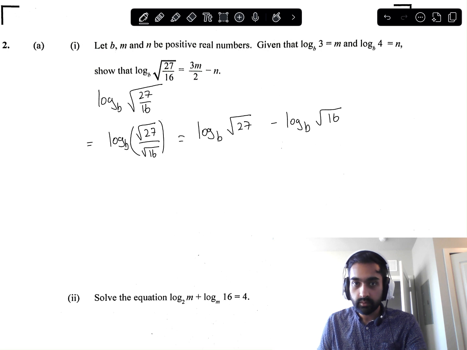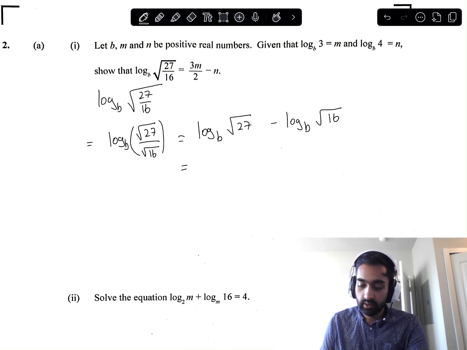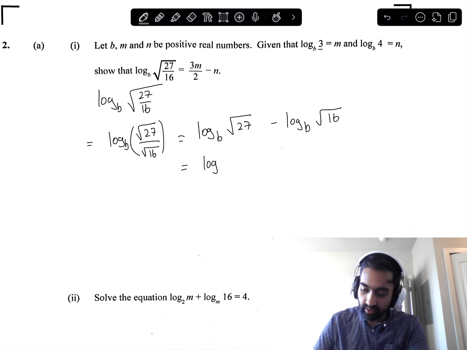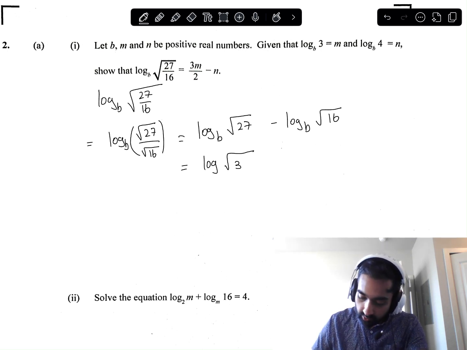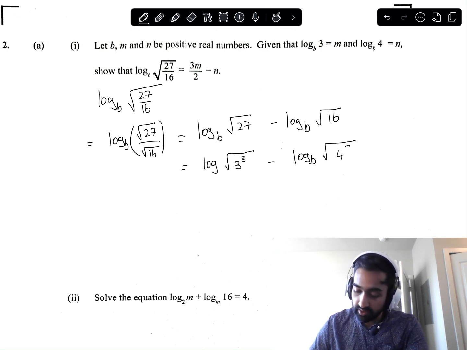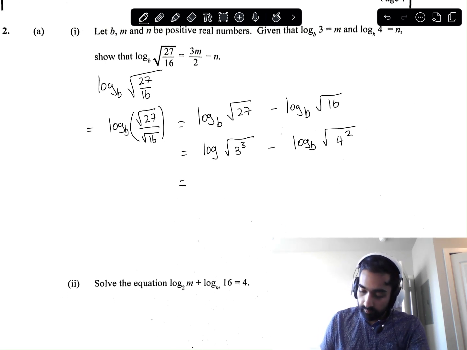Okay, now what can we do again? Well, we know that 27 is 3 to the 3. The reason I want to use 3 is because I know log base b of 3 is m. So square root of 3 to the 3. And similarly here, 16 is 4 to the 2. Now, the square root of 4 squared is just 4, so I could simplify that.